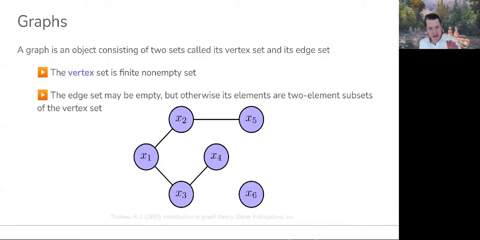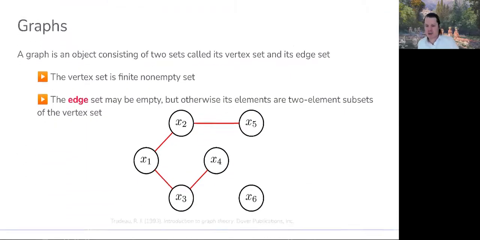So if this isn't coming off as intuitive at this point, the vertex set is shown here in this purplish blue color. We can see that x1 is going to be a vertex, x2, x3, x4, x5, and x6. So in this case, our vertex set would be as follows: x1, x2, x3, x4, x5, and x6.